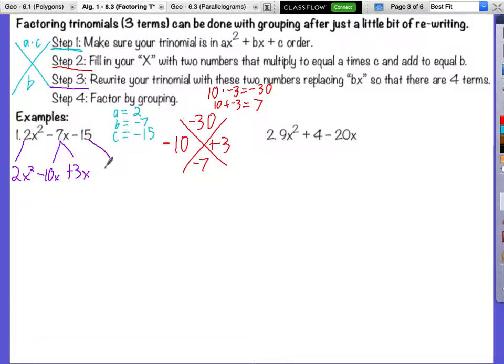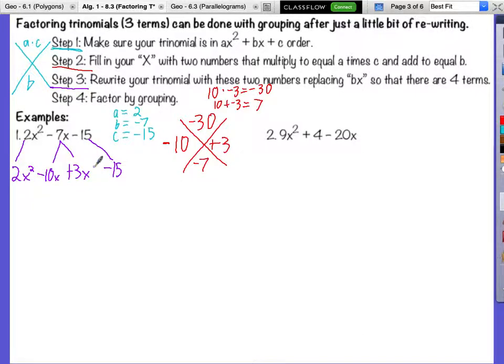And this last one stays the same as negative 15, or minus 15. Now, the reason this works is because we still have negative 10 and 3. If we combine these like terms, what would we get? Negative 7x. Is that what we started with? So mathematically this is the same, we're just making it look a little different. We're not actually changing the value.